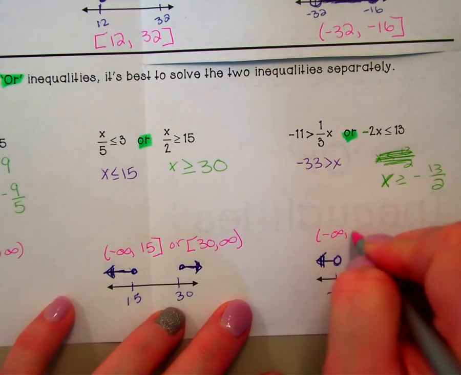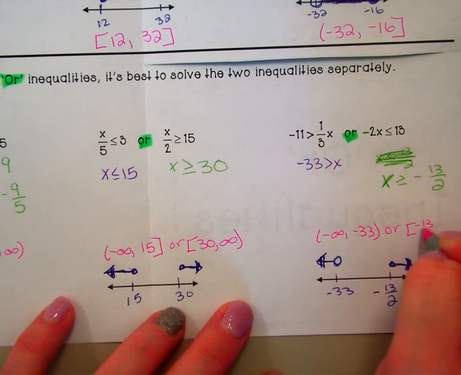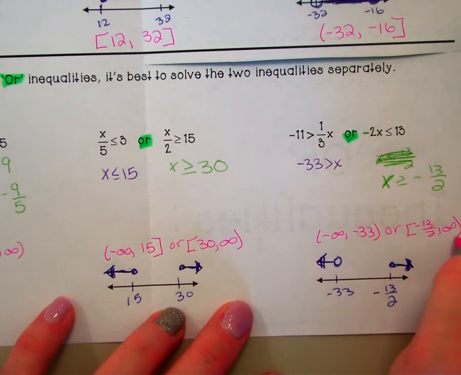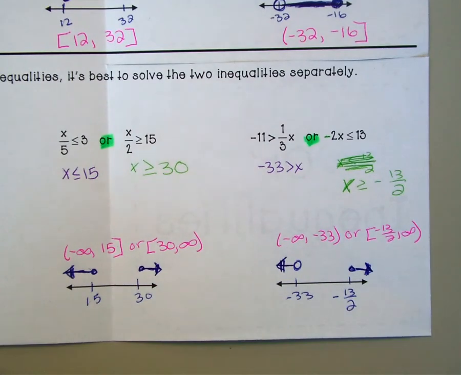So our interval would be negative infinity to negative 33, or negative 13 halves, positive infinity. All right, so then go ahead and glue that in your book.